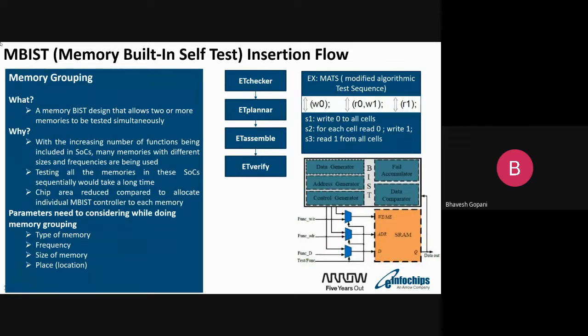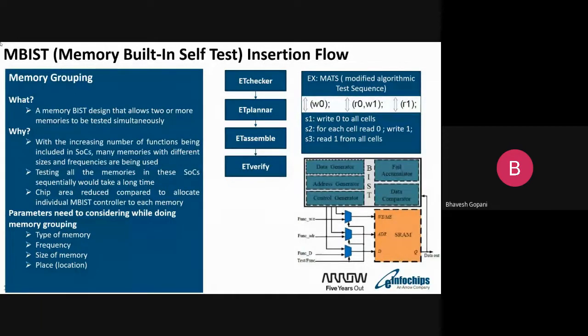Before this, what are the parameters to consider? This is the first question that should be in our mind when we start MBIST insertion: what parameters do I need to consider during memory grouping? Grouping is very important here, because let's say in my chip there are 100 memories. A few of them are RF memories, some are RAMs, ROMs are also there, and OTP is there. So different kinds of memories are there.